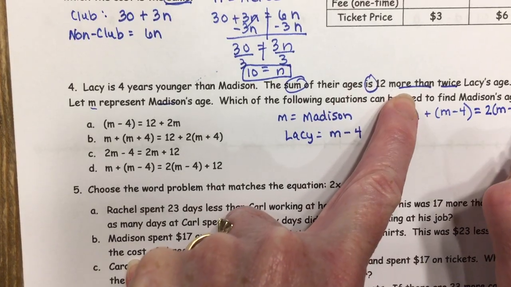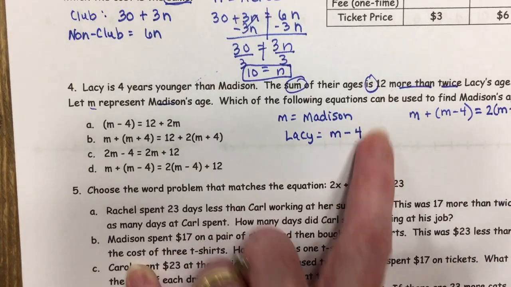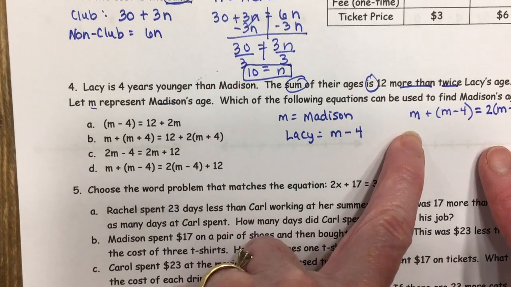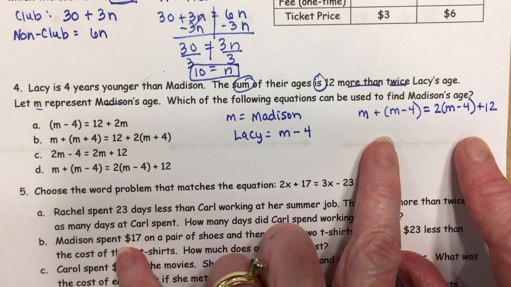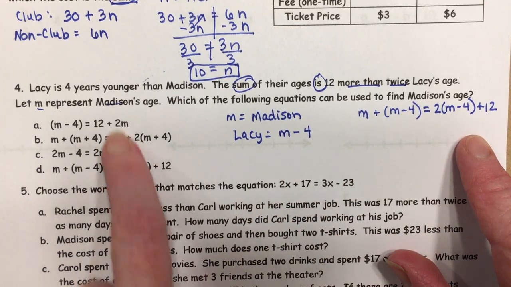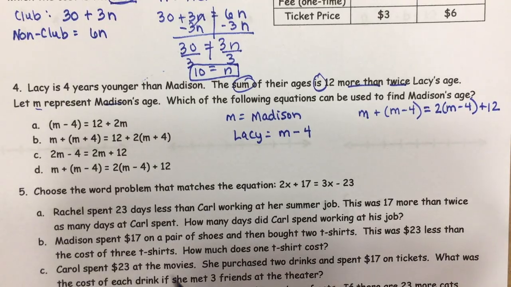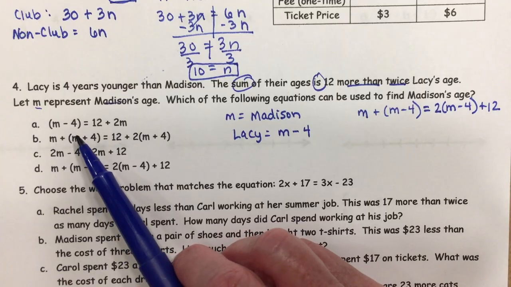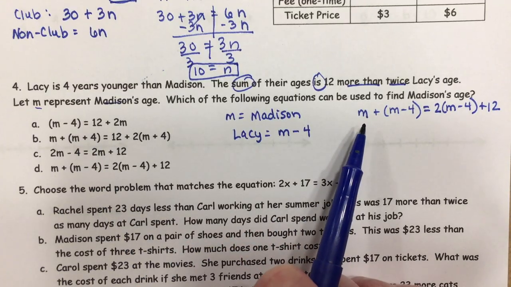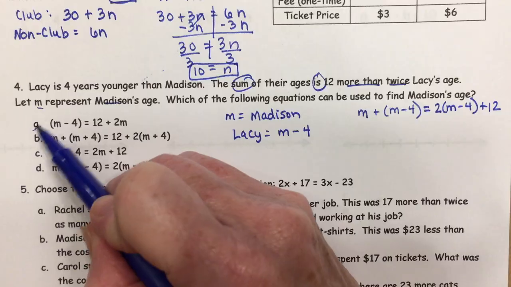And then 12 more than that means I'm going to add 12 to it. Okay, and then if I were solving this, I would have to distribute, but I don't have to solve it. I just have to figure out which equation matches this. All right, so if I take a look at the first one, I can see that m minus 4, they did not add this other m. They didn't add the ages together, so it's not going to be A.